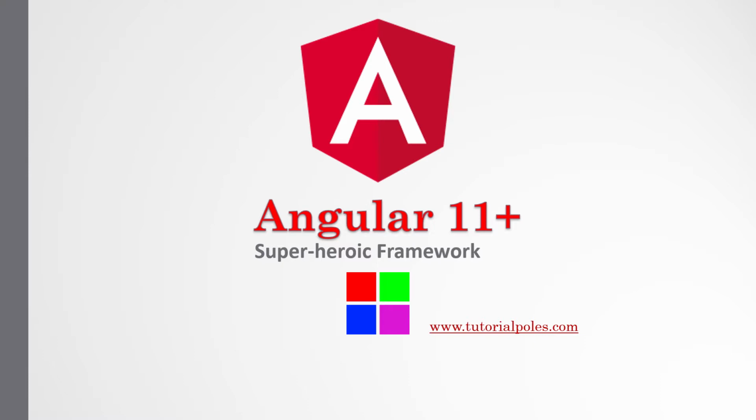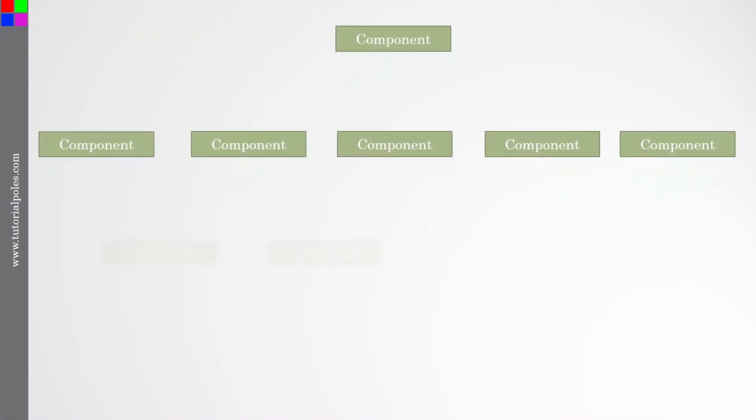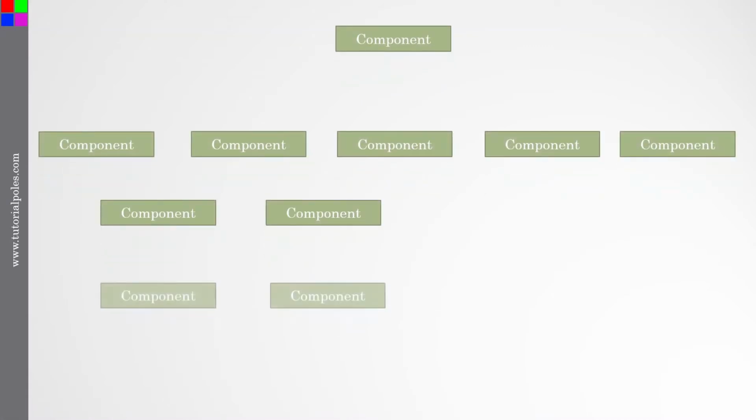In this lecture, we will be understanding what is a component. Components are the most basic UI building block of an Angular application. Angular components are a subset of directives always associated with a template. An Angular app contains a tree of Angular components. Every Angular application is a collection of components rendered as a tree of components.